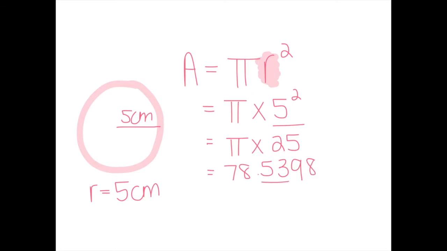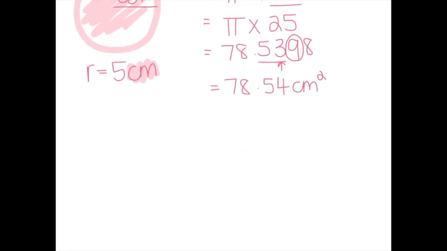Now I'm going to round this to 2 decimal places. So looking at this 9, it's above 5. This means that this one's going to round up. So 78.54, and I know that I'm dealing with centimeters, so I'm going to put my centimeters in, and because I know I'm looking at the inside of the shape and it's a 2D shape, I know my units are going to be squared.